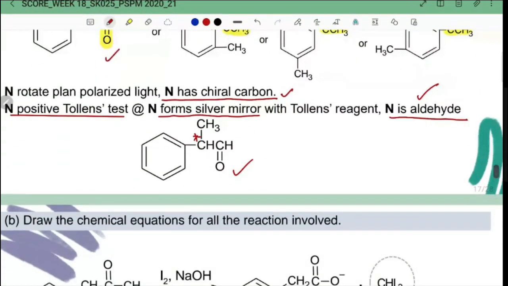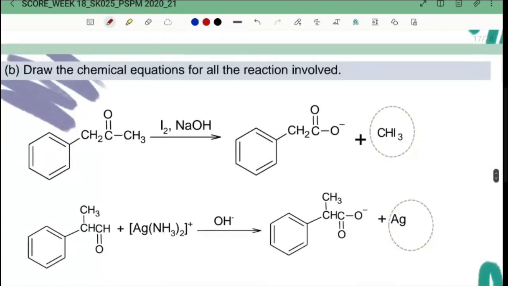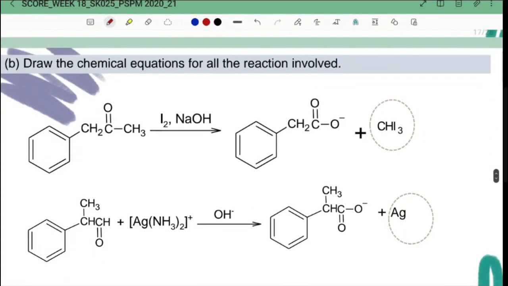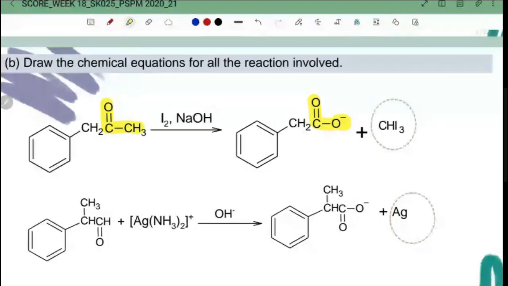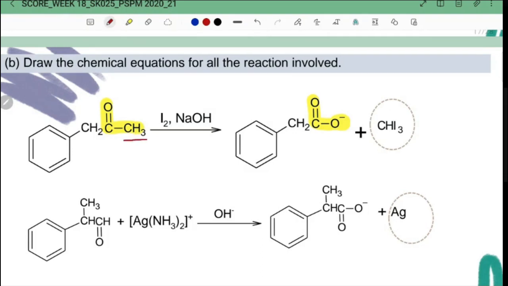Right, so B, draw the chemical equation for all reactions involved with the iodine in sodium hydroxide. Okay, for the methyl carbonyl test, this one becomes carboxylate ion and the CH3 here becomes triiodomethane. So this is your yellow precipitate, triiodomethane. This is the last week and this week experiment.